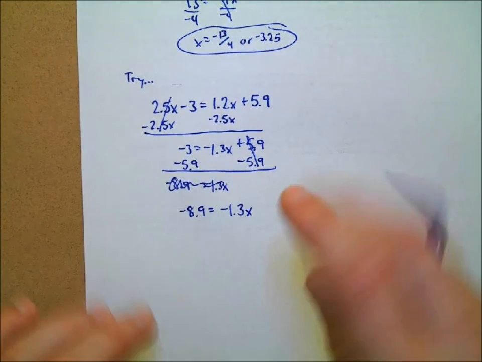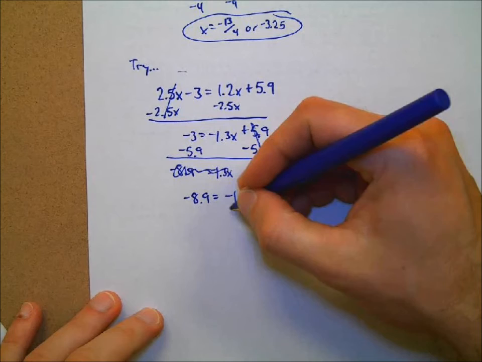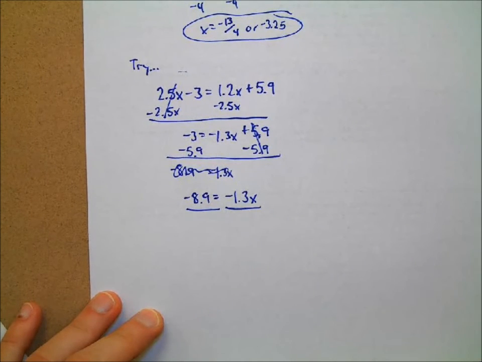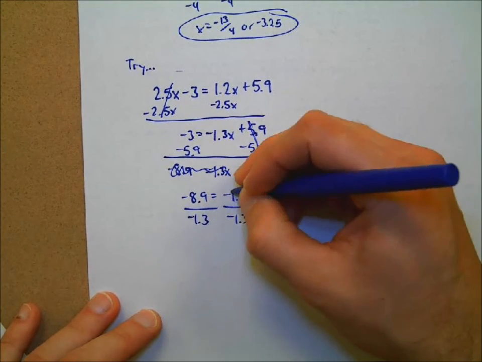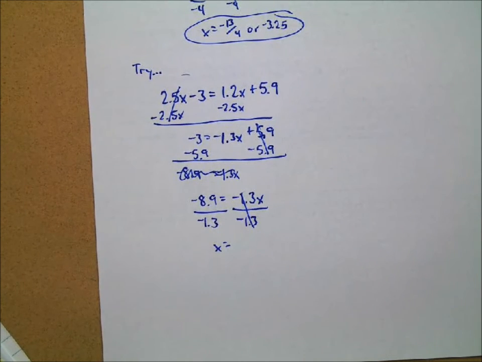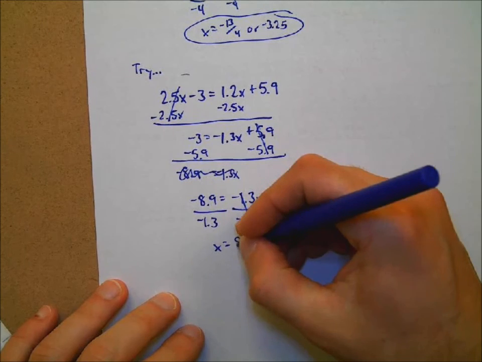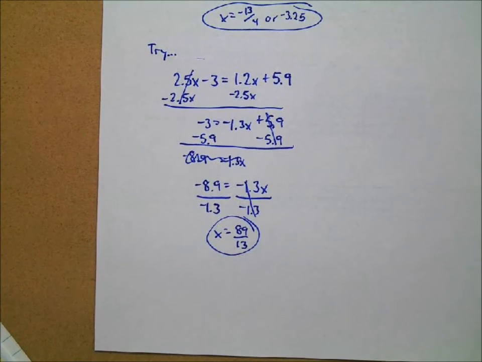From here, Erica, how should we finish it off? To get the x by itself. Divide both sides by what? I want to say 1.3. Yeah, the negative 1.3. There, you got it. That's right. We want to get that x by itself. Very good. So negative 8.9 divided by negative 1.3 is 89/13 as a fraction there. Okay, so there it is.